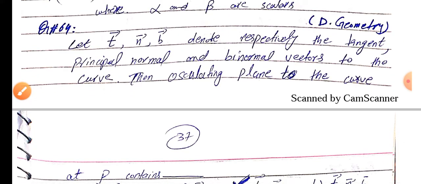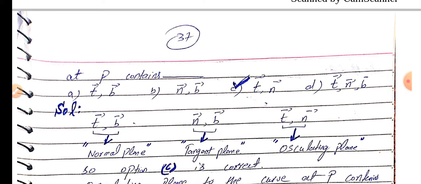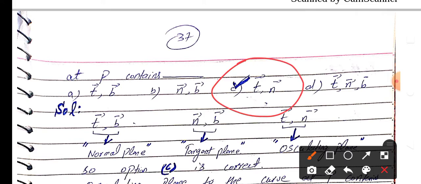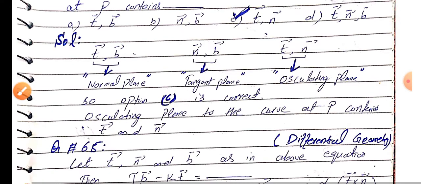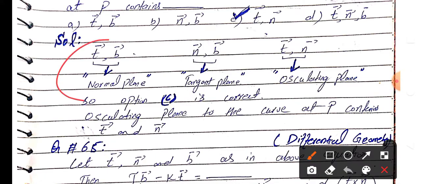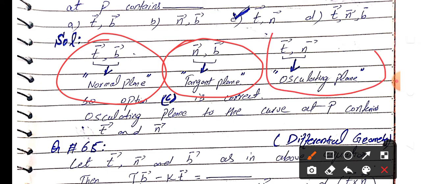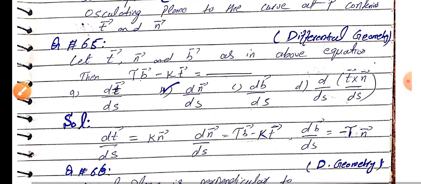64. T, N and B denote respectively the tangent, principal normal, and binormal vector to the curve. Then the osculating plane to the curve at P containing T and N is correct. Note that T and B form the normal plane, N and B the tangent plane, T and N the osculating plane.